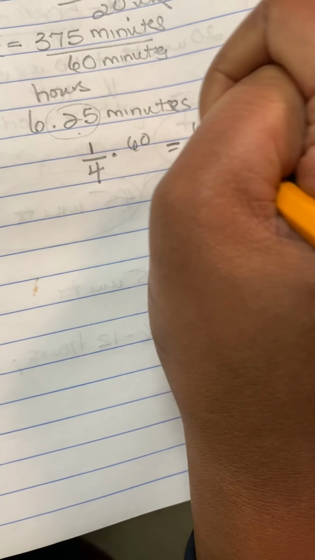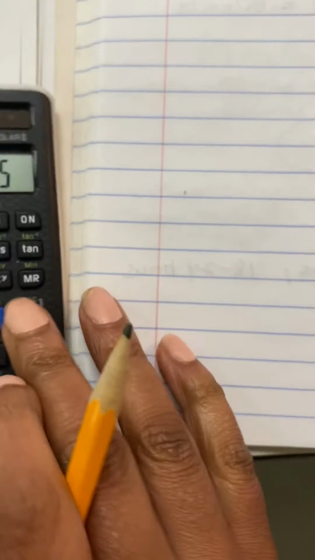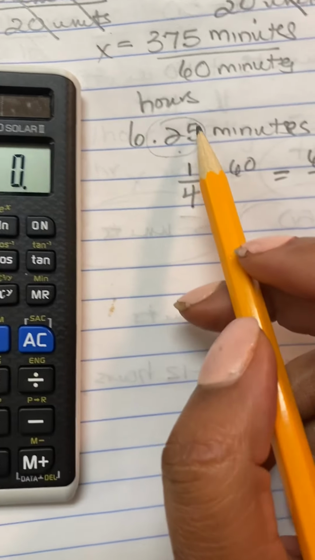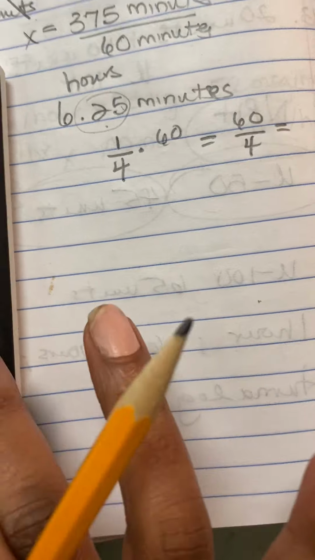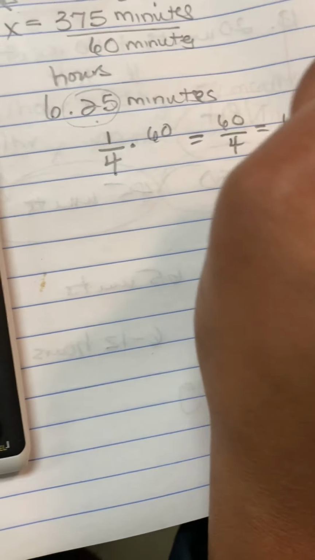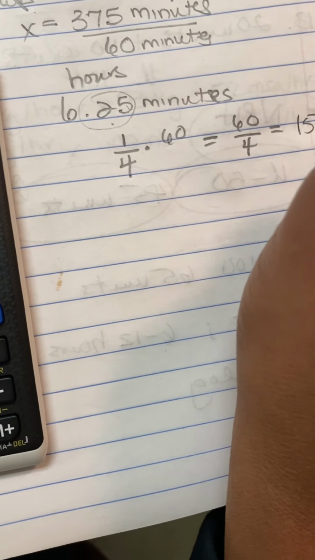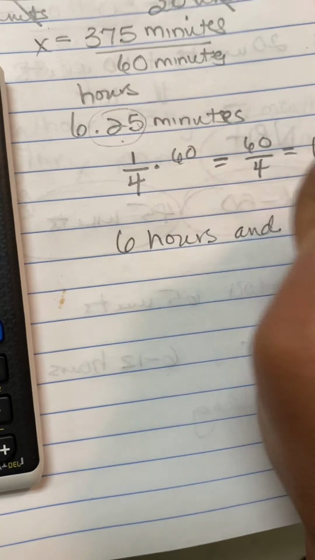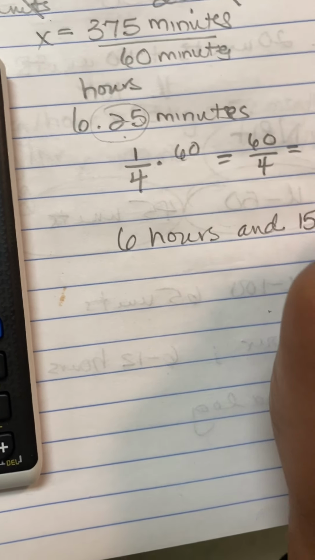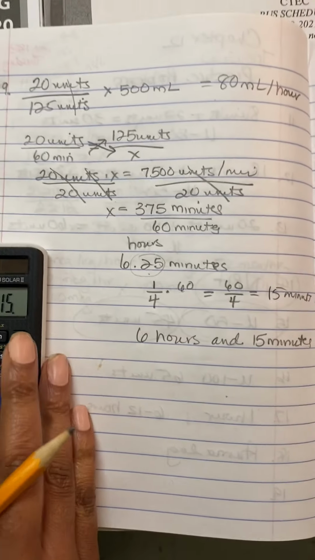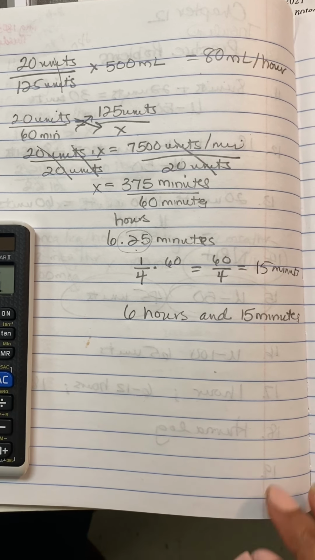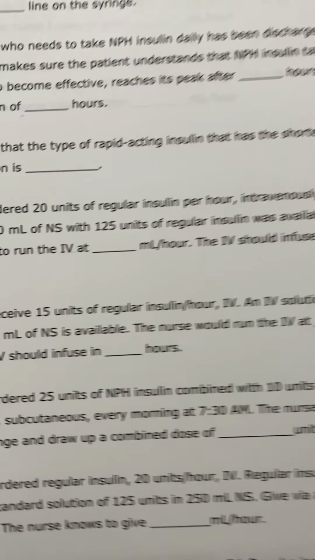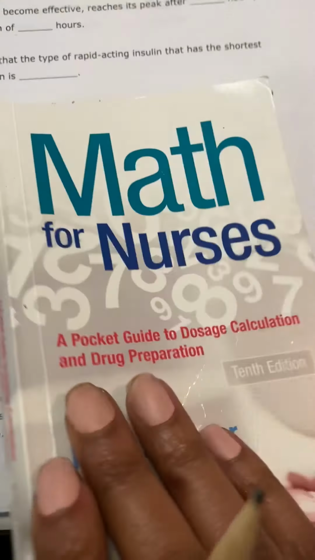Okay, so I want you to divide. So 1/4 times 60 will give us how many minutes 0.25 is. So 60 divided by 4 equals 15 minutes. So she needs to run the pump 6 hours and 15 minutes. Okay, that's 6 hours and 15 minutes. Let me zoom out so you can get all of that on the practice. Okay, that was number 19.